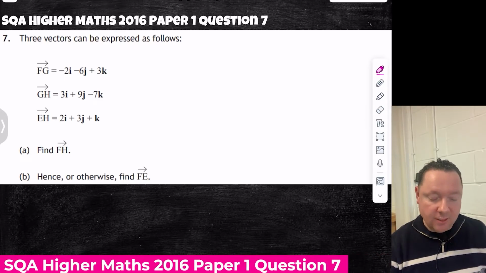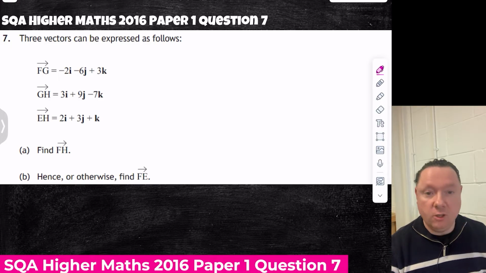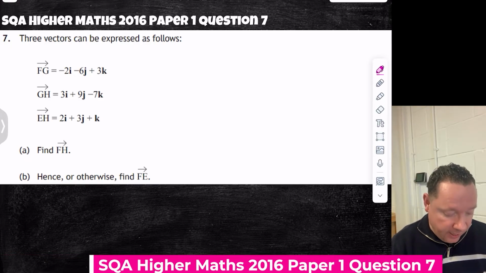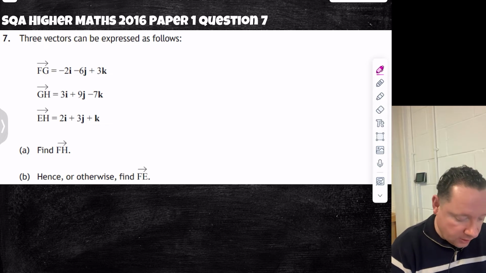SQA Higher Maths 2016 paper 1 question 7 on vectors. 3 vectors are expressed as follows. I'm not going to read them out, but it then says find f to h and then find f to e. So we can get a handle of what this question is asking us.